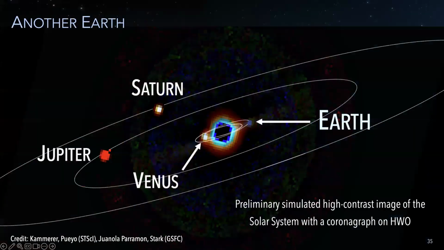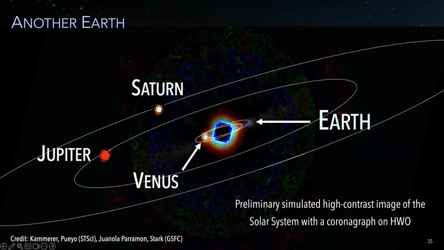And so while JWST has the capability, potentially, to find life around a limited number of targets, this telescope would be specifically designed to study a robust number of samples, surveying 100 habitable zones for signs of habitability and life on orbiting planets. So this is a simulated high contrast image of the solar system as if it were a distant stellar system. You can see a coronagraph is nulling out the light from the star and revealing the much fainter light of the planets. And you can see Earth.